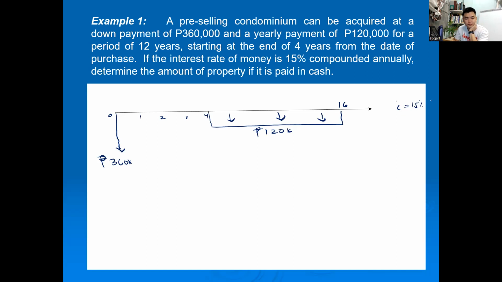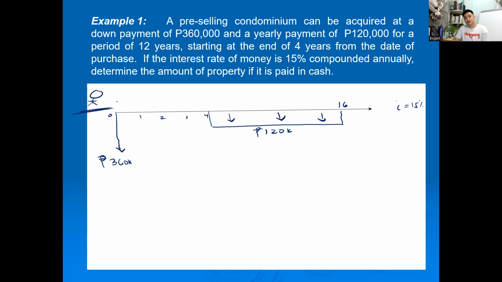Ayun na. So the question is, determine the amount of property if it is paid in cash. So gusto natin, nababayaran yan. Dito pa lang, nababayaran na ni Bogart lahat. At the present worth. So paano kaya yun? Di ba? Paano kaya yun? Simple lang. Di ba? Simple lang.